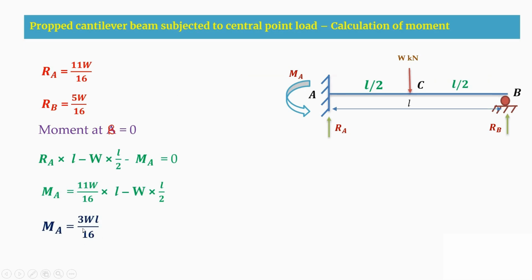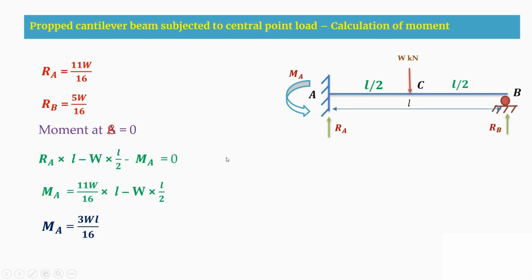As we are getting this value to be a positive value, whatever sign we assumed for MA is correct. So it is in the anti-clockwise direction only. Suppose if you get this MA to be a negative value, then you have to change this anti-clockwise moment to a clockwise moment. So this is how we are going to calculate the moment.